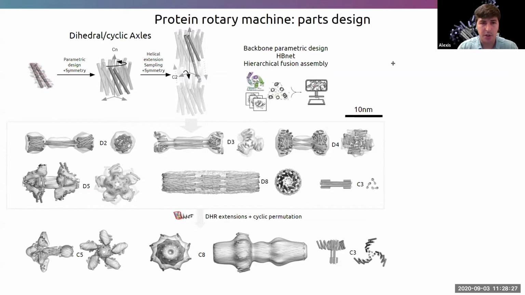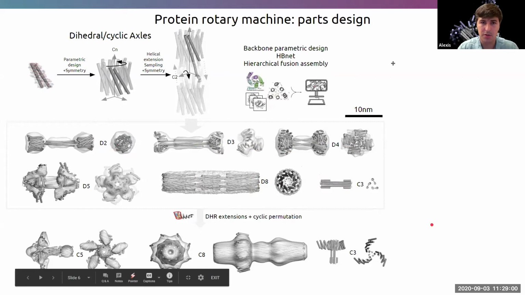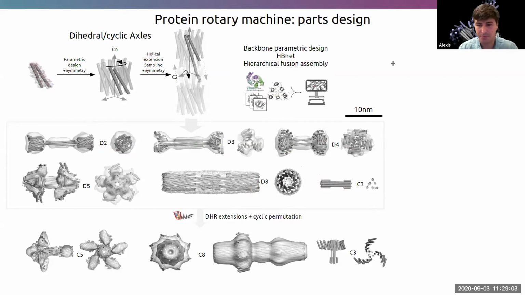As you can see here, I'm showing some proteins with their negative stain electron microscopy density around them. We use electron microscopy to validate these building blocks after we design them. I generated a lot of different symmetric building blocks, again, to increase the diversity of the library. Here I'm showing you a few of them: dihedral D2 symmetry, D3 symmetry, D4 symmetry, and even bigger symmetrical oligomers like a D8 symmetrical oligomer here. So these axles belong to two kinds of symmetry, cyclic and dihedral.